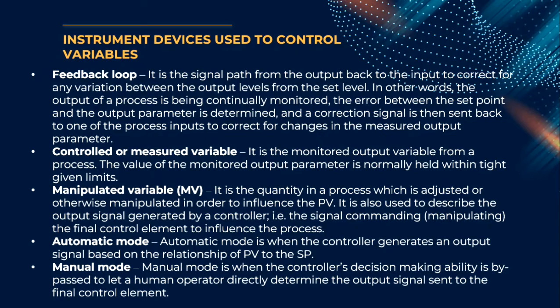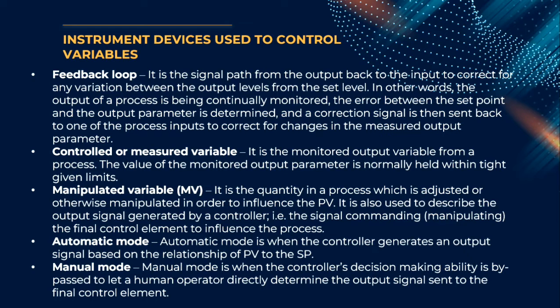Feedback loop. It is a signal path from the output back to the input to correct for any variation between the output levels and the set level. In other words, the output of a process is being continually monitored. The error between the set point and the output parameter is determined, and the correction signal is then sent back to one of the process inputs to correct for changes in the measured output parameter. Controlled or measured variable. It is the monitored output variable from a process. The value of the monitored output parameter is normally held within given limits.